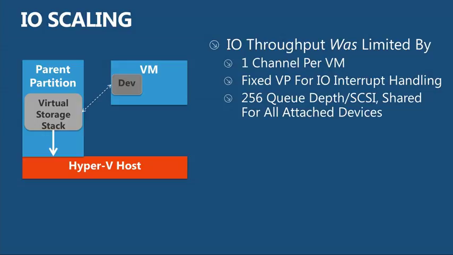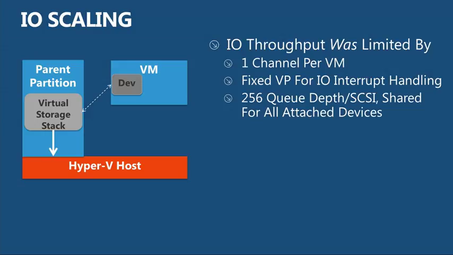In our lab, we've actually been able to get about 1.3 million IOPS from a single virtual machine. And that was actually using the same rig, 64 SSDs on 8 controllers. Now, we had to make a couple of key changes in order to hit that number. So in Server 2008 R2, you had a virtual machine. We created a VM bus channel for storage communication. And what we created was one channel per VM, and it was handled by one VP in the virtual machine.